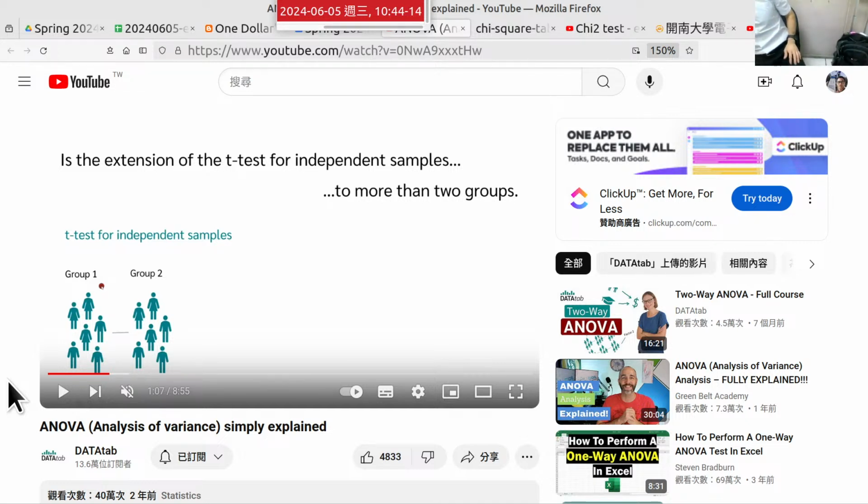Here: single factor without measurement repetition, single factor with measurement repetition, two factors. Okay, let's check it.